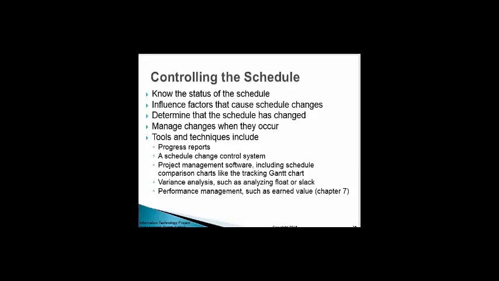And then we're moving on to controlling the schedule. We have to consider that the goal, of course, is to know the status of the schedule and the influencing factors that cause the schedule to change. Determine that it has changed and manage those changes. So it's important to control the schedule. We know changes are inevitable, and sometimes they'll be small, sometimes they'll be big. But we should expect some sort of change and be aware of it and then manage it.